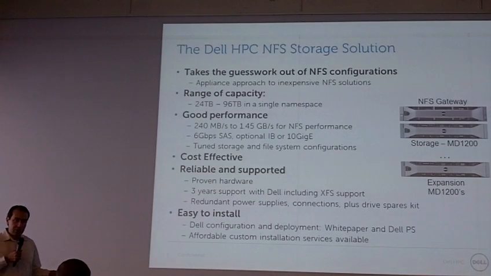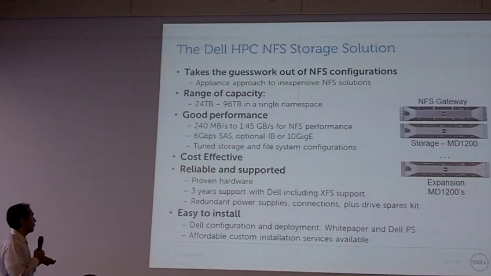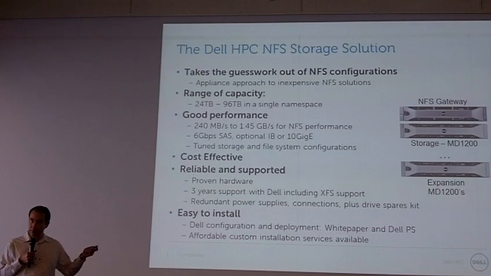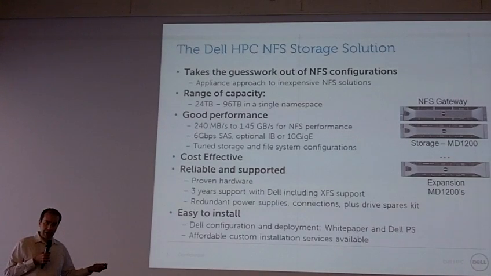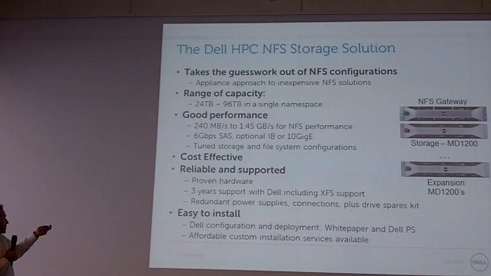So as I mentioned, the goal is to take the guesswork out of building the NFS subsystem. We created configurations ranging from 24 terabytes to 96 terabytes. The performance we are seeing on these configurations range all the way up to 1.4, 1.5 gigabytes per second using IP over IB. In terms of the front-end connectivity, we tried 10 gigabit Ethernet and InfiniBand QDR using IP over IB.